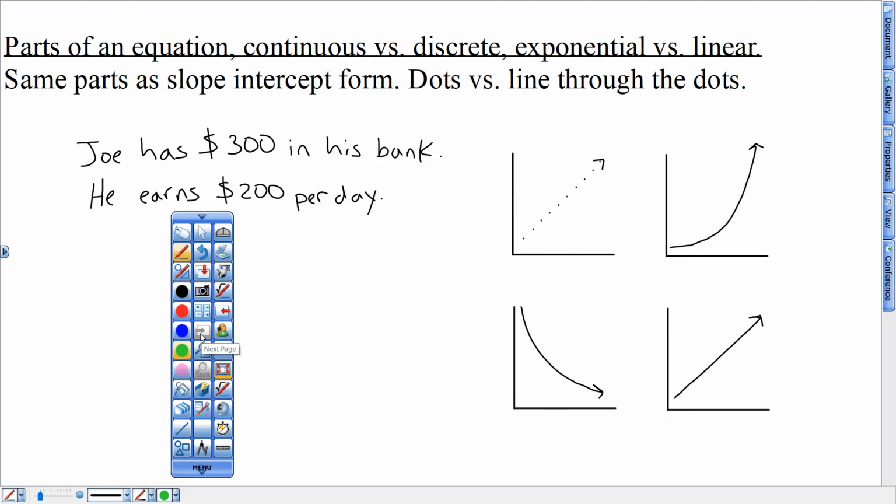All right, last concept is parts of an equation, and then of course discrete, which are dots, versus continuous, which is a line drawn through the dots, continuous data, exponential curved versus linear straight. All right, so here you go.